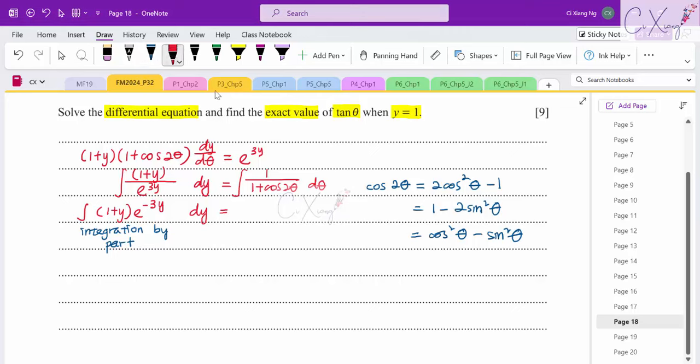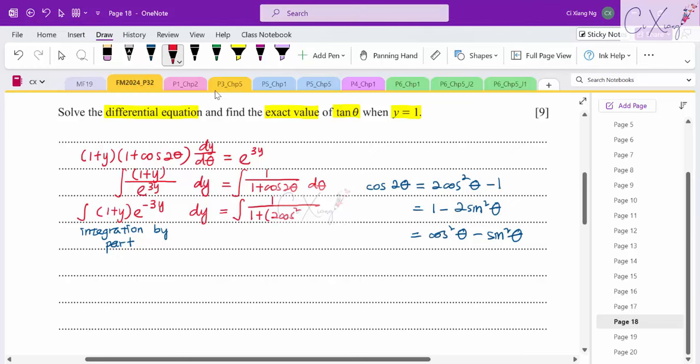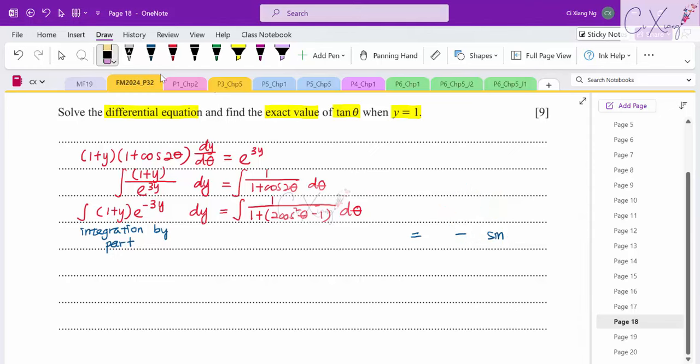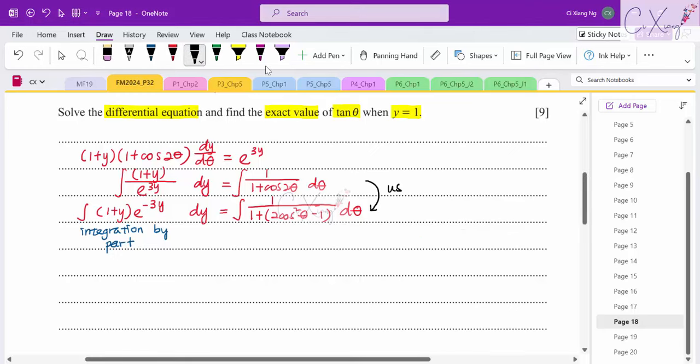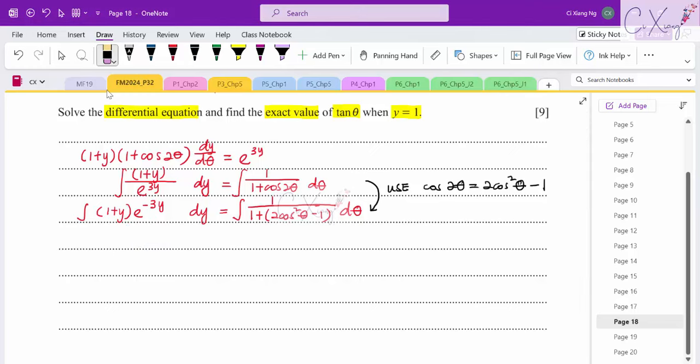Alright, so for the right hand side, I will replace the cos 2 theta by using 1 plus 2 cos square theta minus 1, then d theta. Maybe from here I will show the hint: cos 2 theta equals 2 cos square theta minus 1. The left hand side part will be using integration by part later, so I will solve the left hand side later.